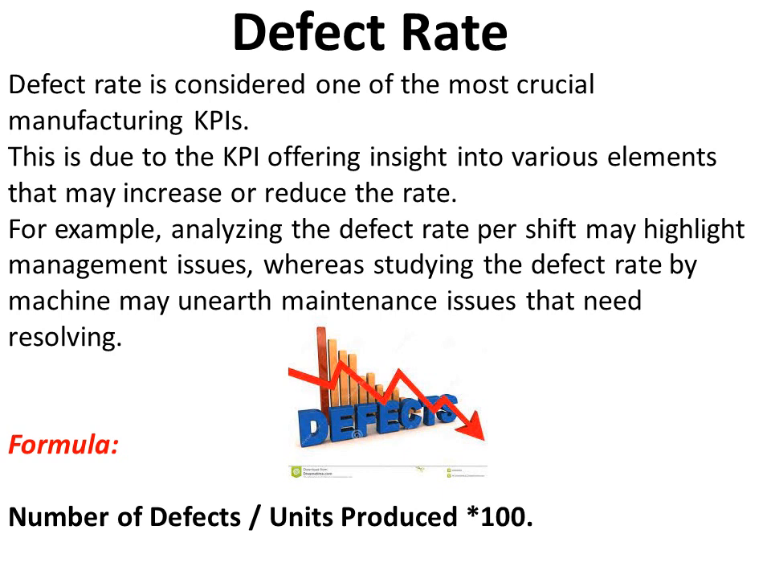The defect rate is very easy to calculate. It is the number of defective products divided by the total number produced, multiplied by 100. So we will find out the percentage of defective products.